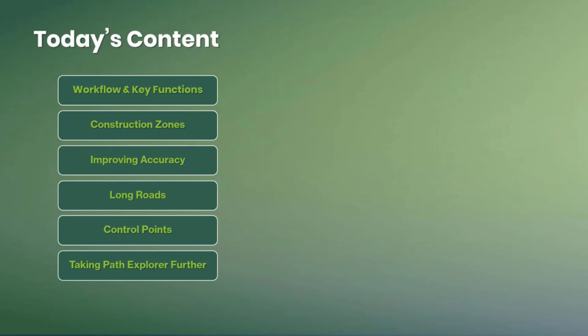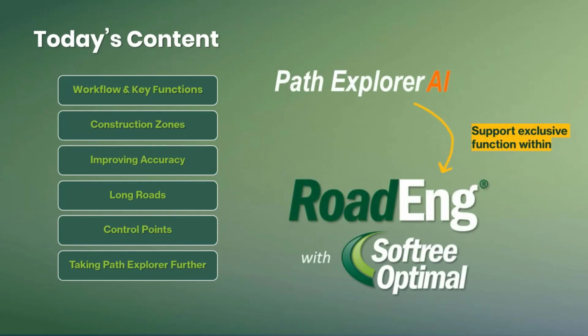But first, I'm going to say it's a little bit of housekeeping, but more of just a bit of context. So Path Explorer itself is actually not a product that we sell. You can't just go and say, I want to have Path Explorer. Path Explorer is actually a feature within our main product, which is Softree Optimal. And it's not just a regular feature, it's something that we call a support exclusive feature.